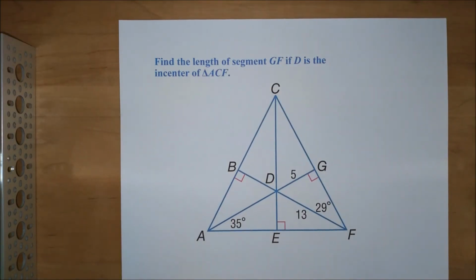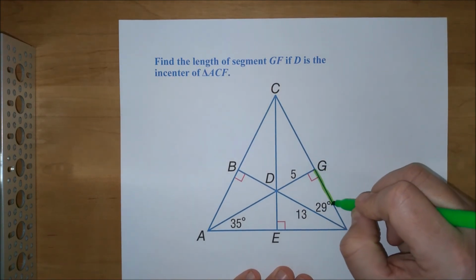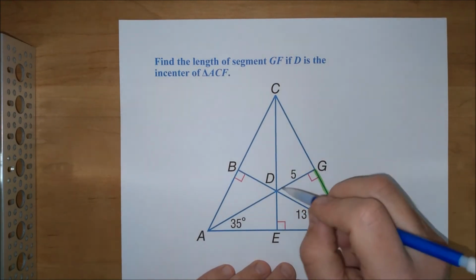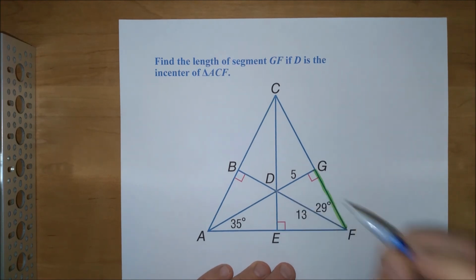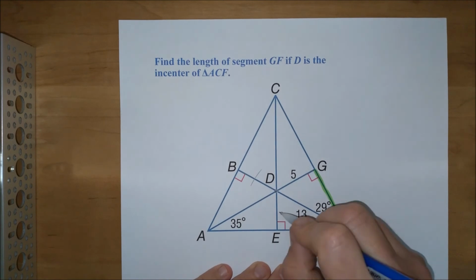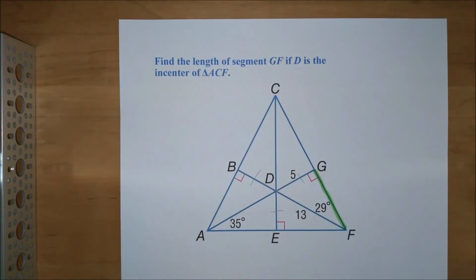All right, one last problem for this lesson here. They want us to find the length of segment GF if D is the incenter of triangle ACF. So we're looking for GF. We're going to find the length of this segment out here. This is slightly different, but we can do this. If D is the incenter, that means it's the same distance from this side of the triangle as it is from this side of the triangle as it is from this side of the triangle, okay?